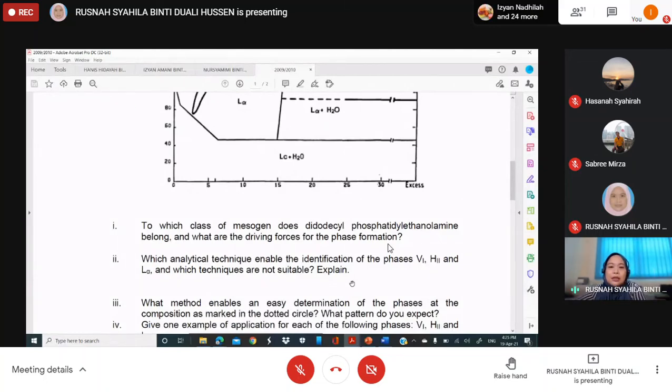Mesogen that the decyl phosphatidyl amine belong to, and what are the driving forces for the phase formation.